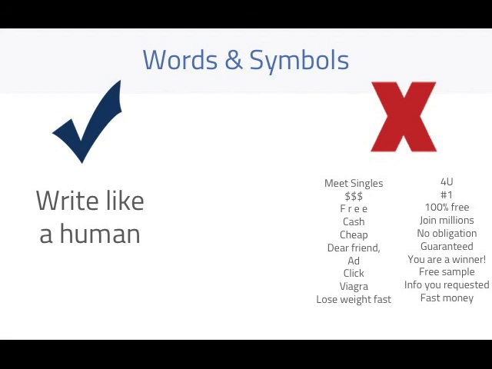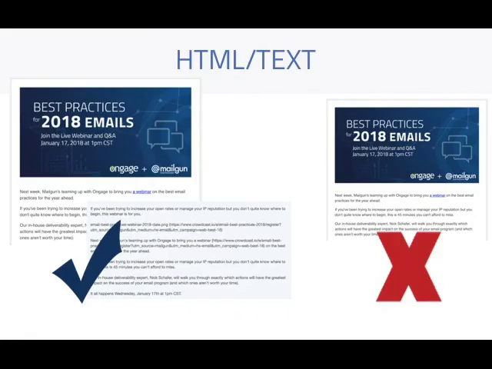The reason for a lot of these words and symbols is SpamAssassin, or one of the popular services. They have rules set up for certain words like these, so that if a message contains one of these words, it negatively impacts delivery. So it's really important to write like a human, write like you're sending to your mom or colleague.